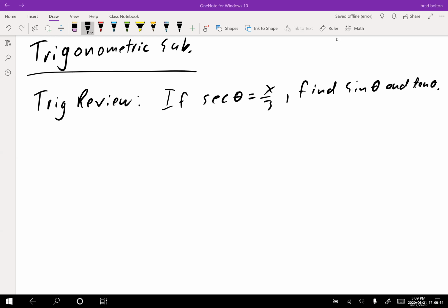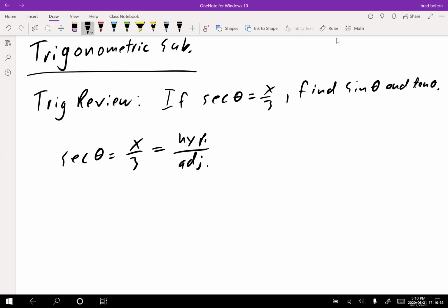But let's do some review of trig first, just to make sure we're all on the same page. So if we say that secant of theta is worth x over 3, then I'd like to be able to find the sine and the tangent, just to see if I can. So secant theta equals x over 3. But you guys know that the secant is worth what? Remember that secant is 1 over cosine, right? So cosine would be adjacent over hypotenuse, but because it's the secant, it's going to be hypotenuse over adjacent.